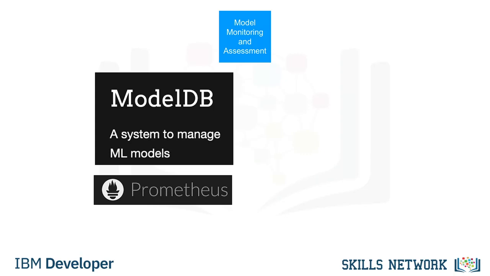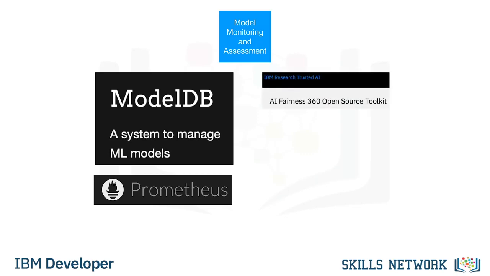Model performance is not exclusively measured through accuracy. Model bias against protected groups like gender or race is also important. The IBM AI Fairness 360 open source toolkit does exactly this. It detects and mitigates against bias in machine learning models.